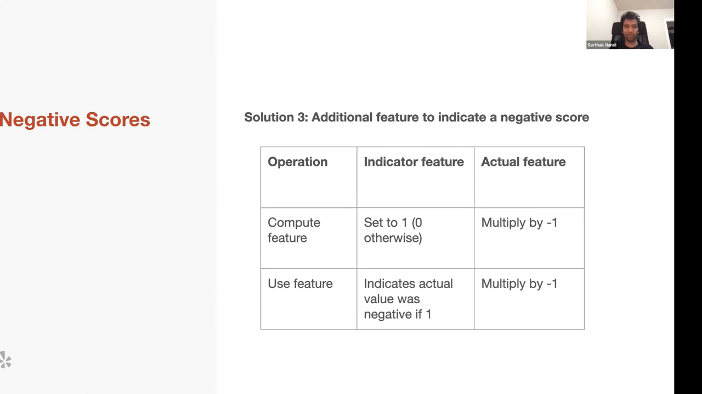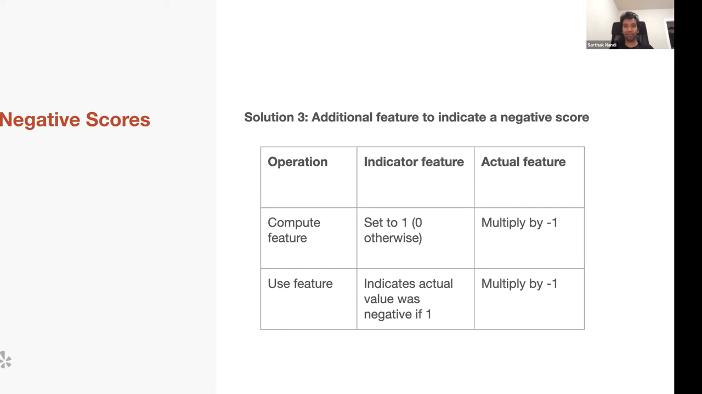This is how it works. When we compute the indicator feature, and the value is negative, we set the indicator feature to one, otherwise zero. And when computing the actual feature, we multiply the value by minus one if it is negative, so that the value becomes positive. When using the feature, we first check the indicator feature to see if it is zero or one. If it is one, we know that the feature was negative, and we can multiply the actual feature's value by minus one to get the original negative value.